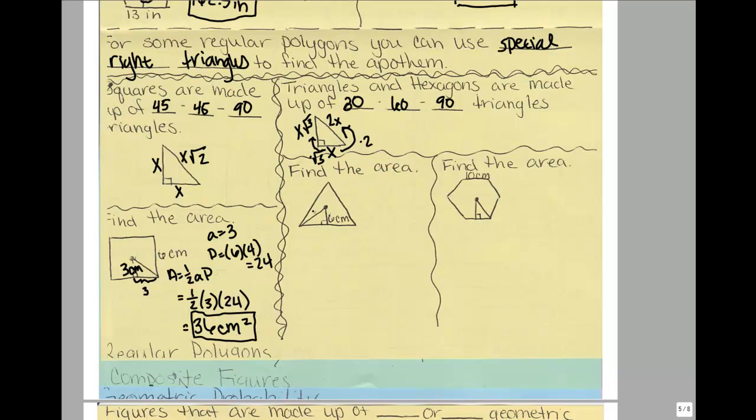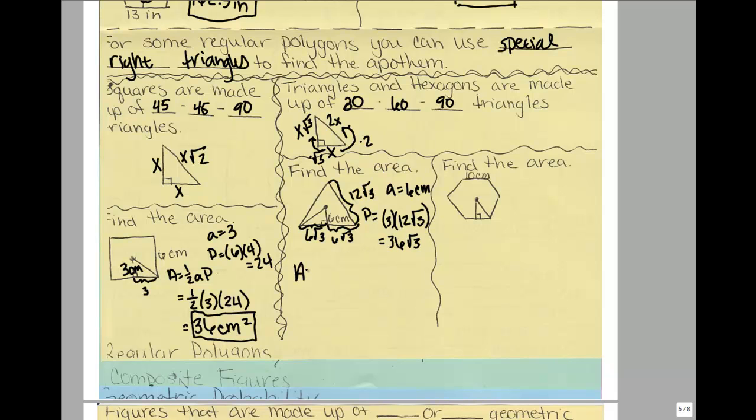So for this one, our short side is 6. To get our long side, we're going to multiply it by the square root of 3. So if this little piece here is 6 times the square root of 3, this is also 6 times the square root of 3. So the whole thing is 12 times the square root of 3. So the apothem is 6 centimeters. Your perimeter is, since it's a triangle, 3 times 12 times the square root of 3. So it is 36 square roots of 3 is the perimeter.